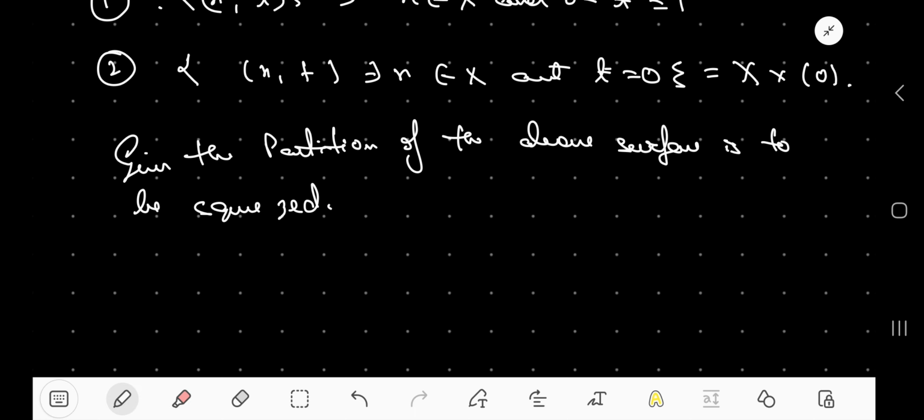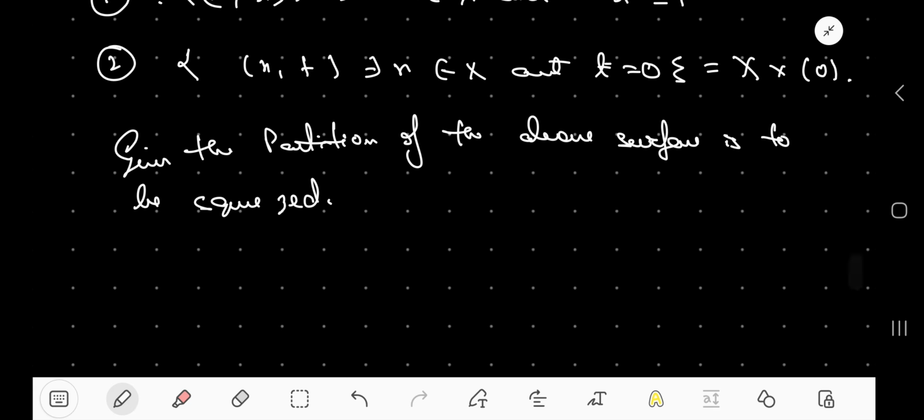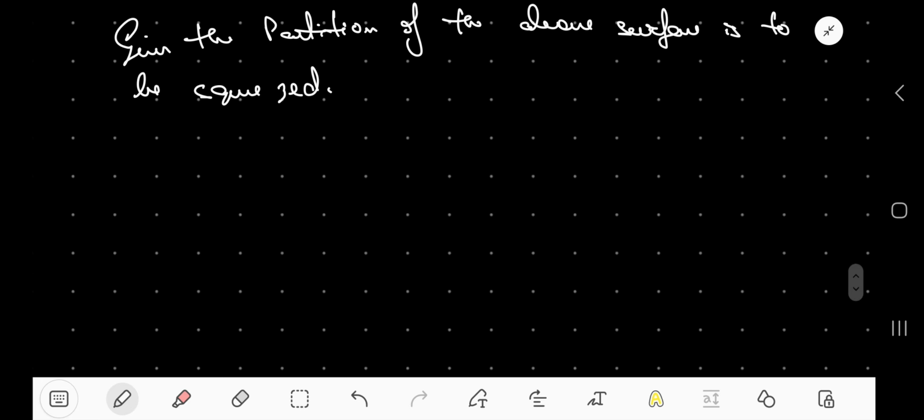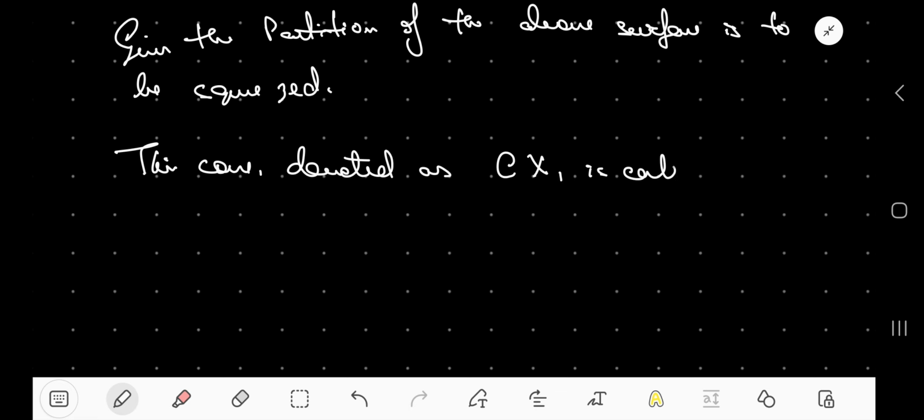Clear? Okay. So that's good to go. Now this identification space, in terms of this relation or this partition we get, is what we call the algebraic cone of X. We denote it as Cx, and it is called the algebraic cone of X.